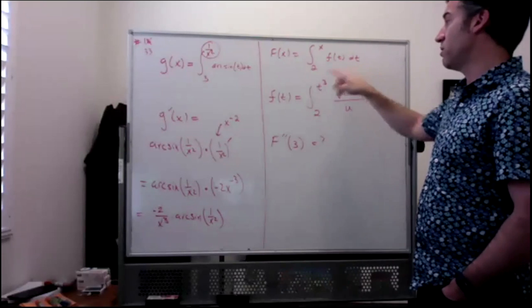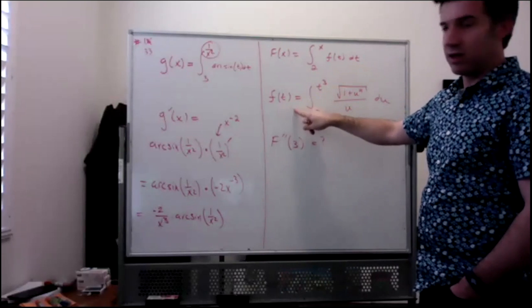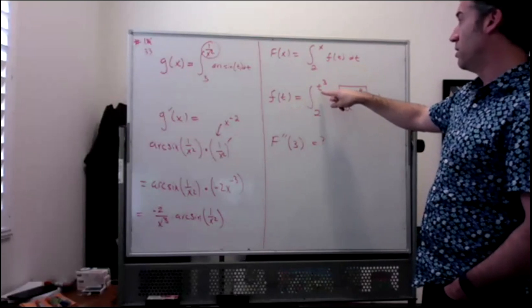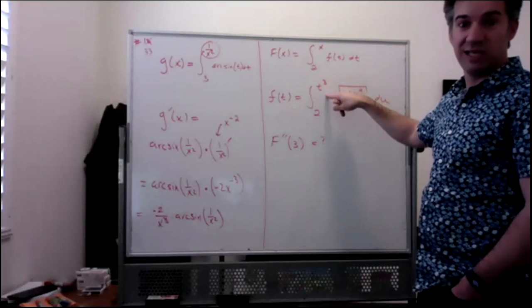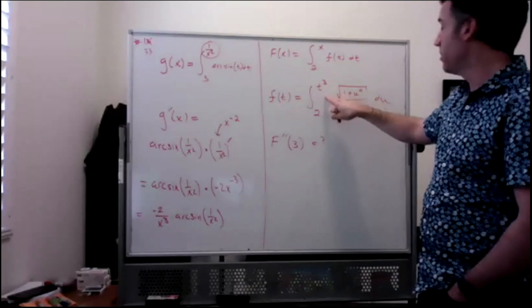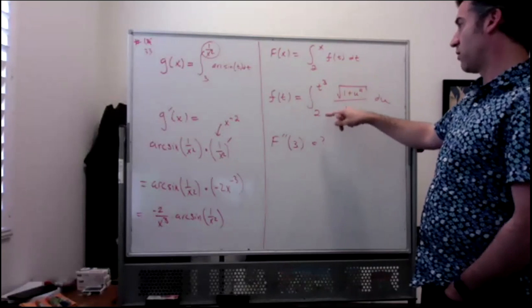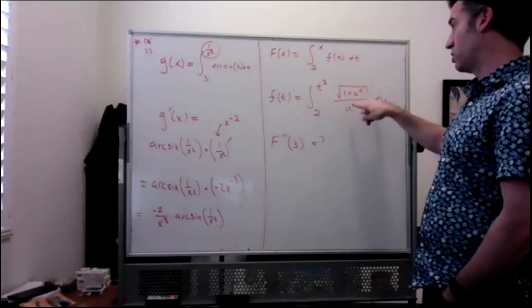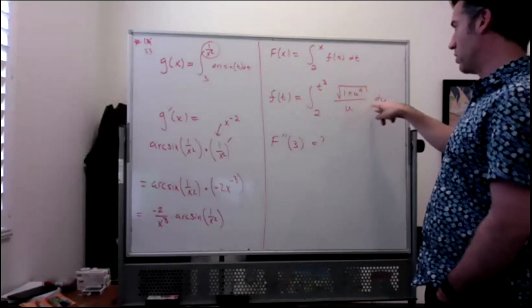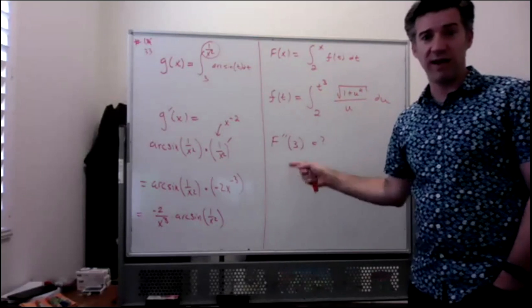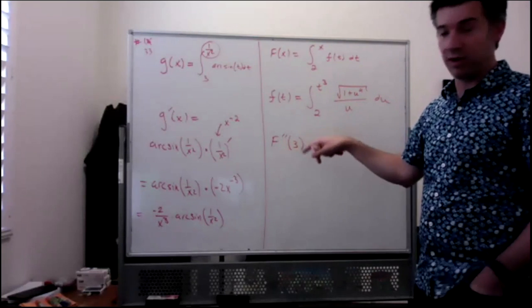And they're also giving you that f of t is equal to the integral from 2 to some function of t, right? It's not just t, but it's t cubed in my problem. So the integral from 2 to t cubed of some function of u, right? The square root of 1 plus u to the fourth over u du. And then they're asking me to find capital F double prime of 3.